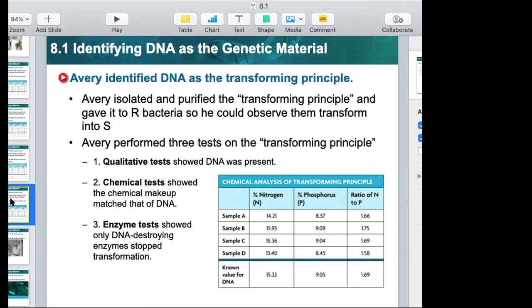There were also enzymes that you could use that would destroy protein. And he put those in too. And the principle still worked on the mice. It was only when he used the DNA destroying enzymes that he saw it did not work. And so these three tests combined gave very good evidence that it was DNA that was being transferred to the bacteria that made them change.